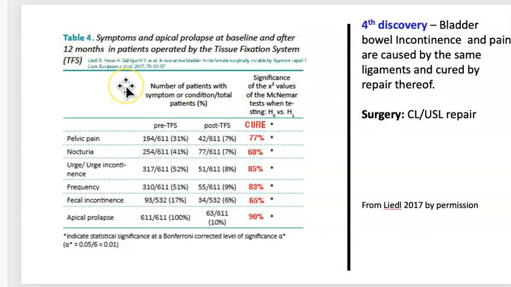The final one is from a multi-center study, 611 patients. Chronic pelvic pain, 77% cure, nocturia 68, urge 85, frequency 83, fecal incontinence 65, and apical prolapse 90. This is data at 12 months.